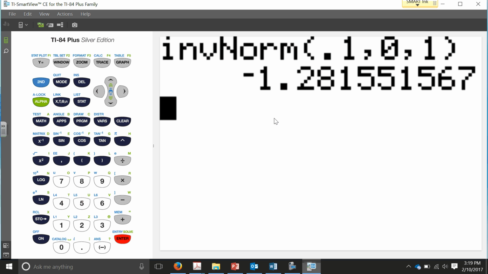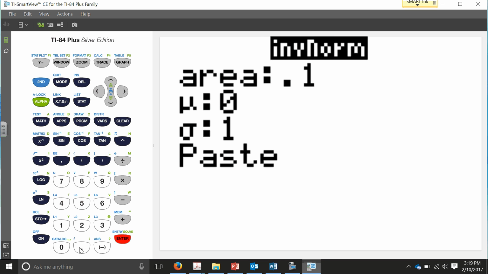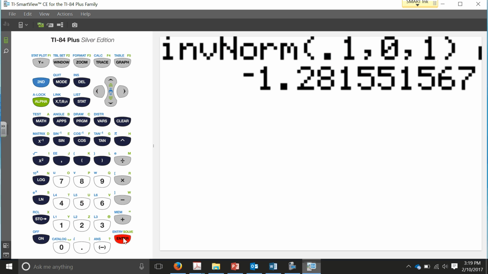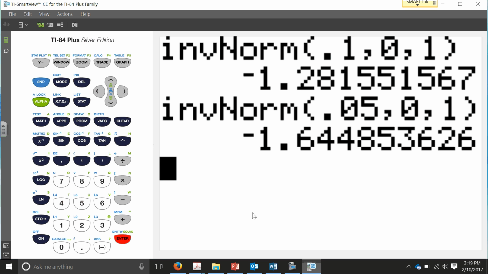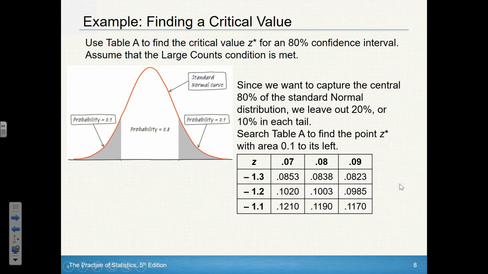If we wanted to find a different critical value, say I wanted to find a 90% confidence interval. Well, if I'm talking about a 90% confidence interval, that leaves 10% total left over in the tails, but only 5% in the left tail. So I would put an area of 0.05 there. Mean is still 0, standard deviation is still 1, and I could get that critical value of negative 1.64485. So these are some common critical values that you're going to be using in your confidence intervals. Those are ones that you want to look out for, but we'll practice that more in class.